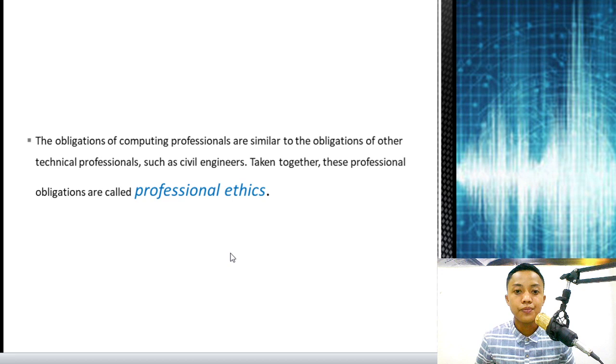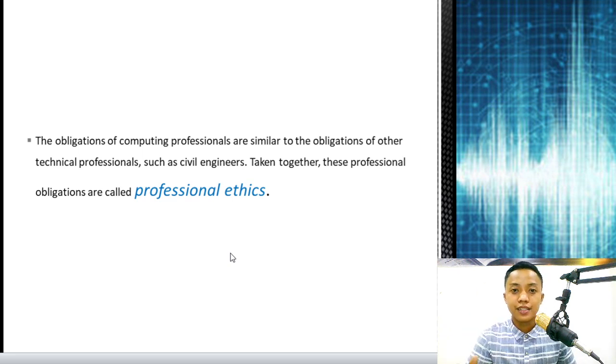The obligations of computing professionals are similar to the obligations of other technical professionals, such as civil engineers. Taken together, these professional obligations are called professional ethics. Pag sinabi ng ethics, yun po ay ang pamamatasan sa Cebuano. Kaya nga po we should do that task para po may pamamatasan tayo.